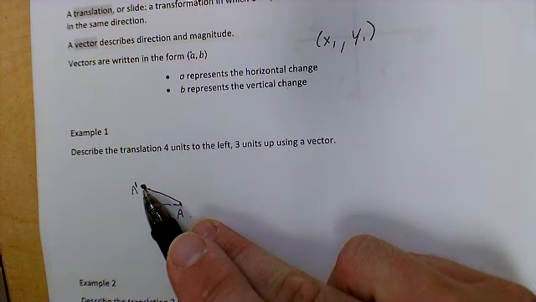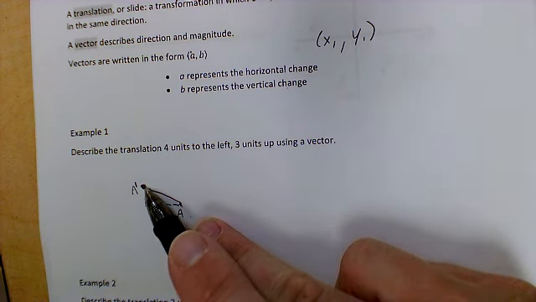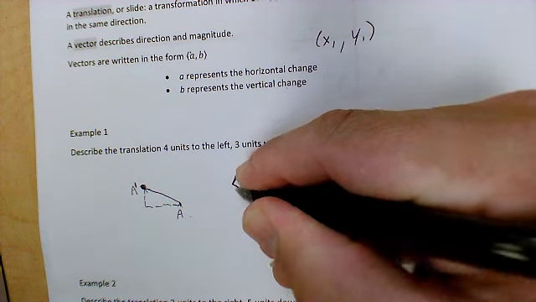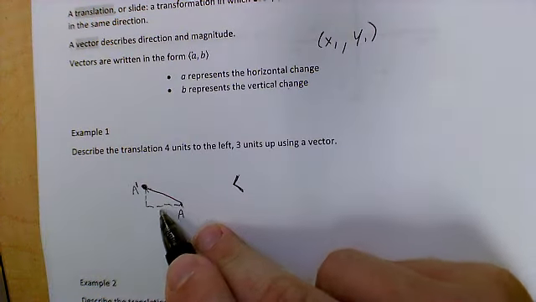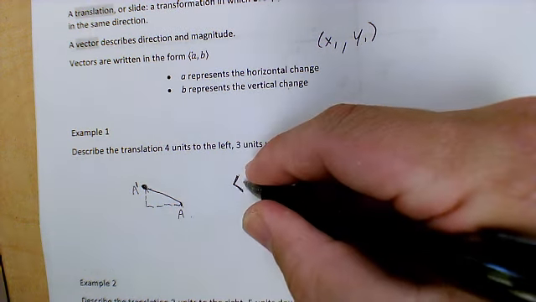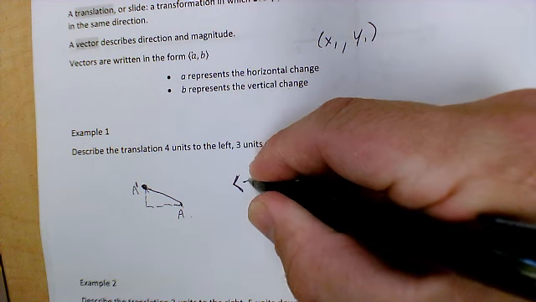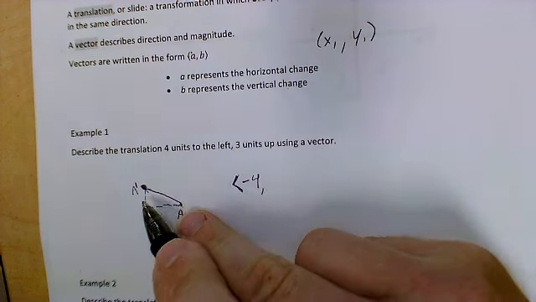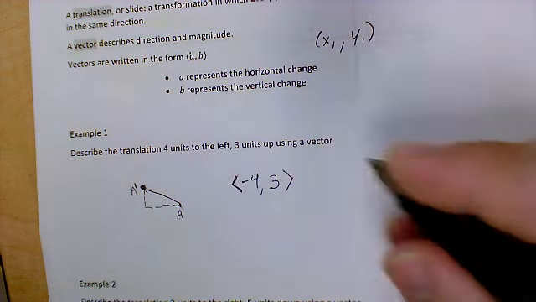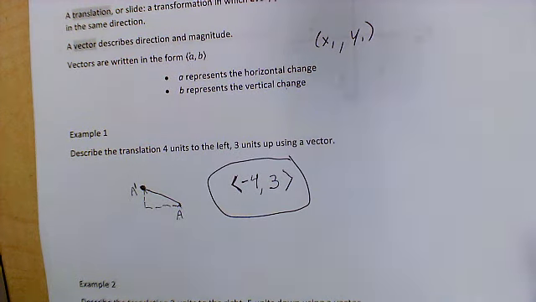If I were trying to describe what this vector was, I would denote it with the little corner bracket. Since it went to the left 4 units, that's a negative direction to the left, just like going down is negative vertically. So that's negative 4, and since it went up 3 units, that's going to be positive 3. And this is describing the translation.